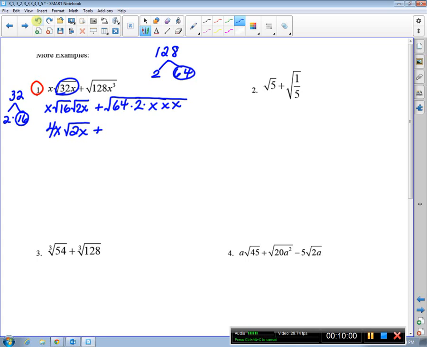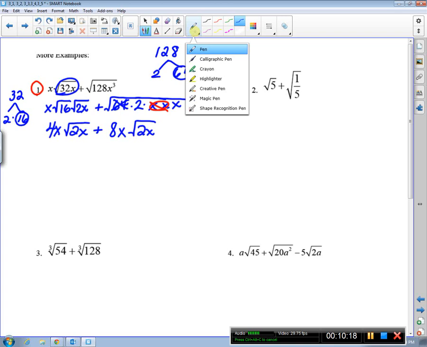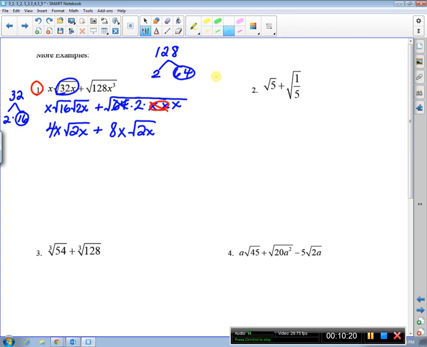The square root of 64 is 8, and we have two x's. So an x will come out, and square root of 2x is left. So do we have like radical terms that we can add? Square root of 2x, square root of 2x, yes we do. Let's add their coefficients. 4x plus 8x is 12x. There's your answer.